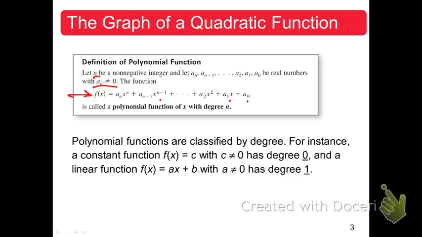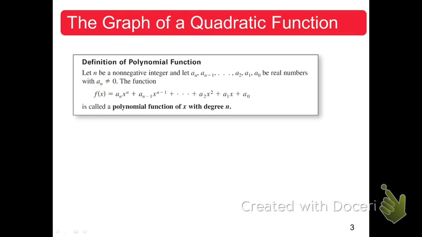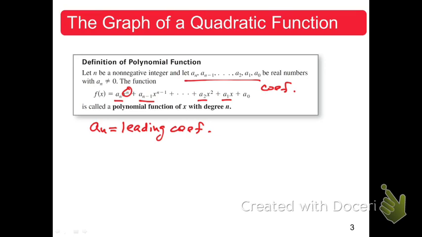Okay, I'm going to take that away for a second. So let's look at this function. This a sub n we're going to call our leading coefficient, whereas all of the a terms here are what we call our coefficients. Since a sub n goes with the highest exponent here, we're going to call it the leading coefficient. And now this a sub 0 we're going to call our constant term.